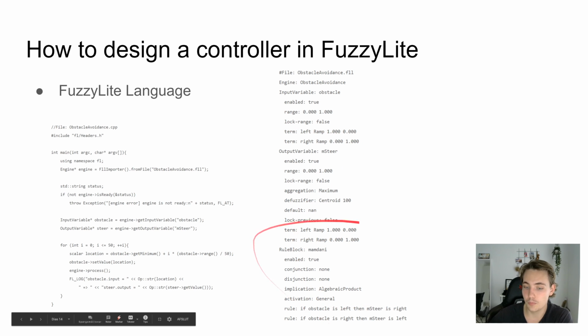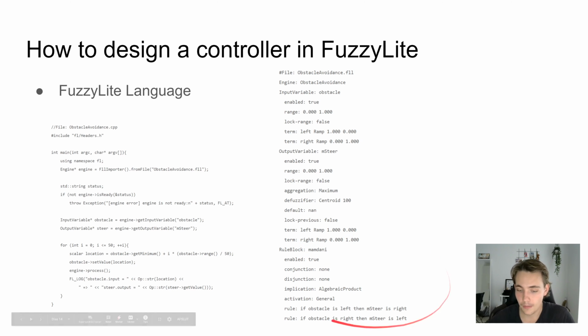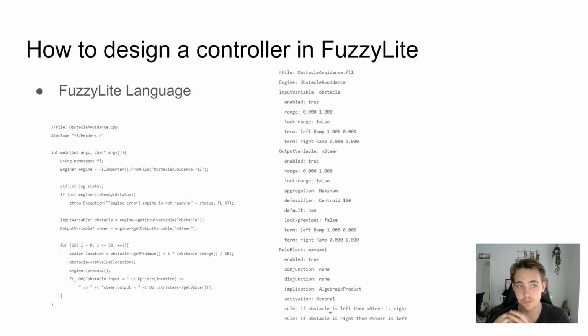Then we can set up our rule block down here, where in this case we're using the Mamdani, which is just the standard fuzzy logic controller. And then we have our rule base down here at the bottom. This only has 2 rules, so it's a really simple fuzzy logic controller, and it's not really that good.